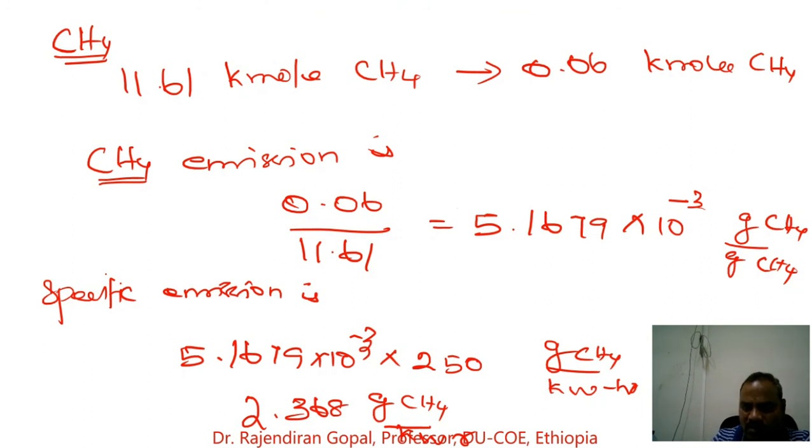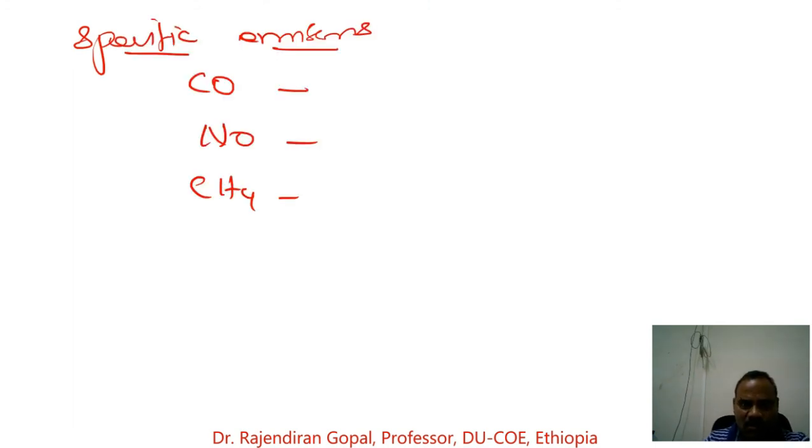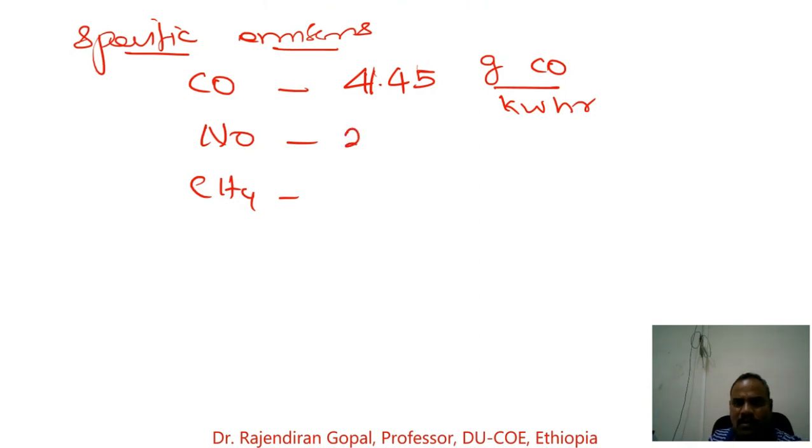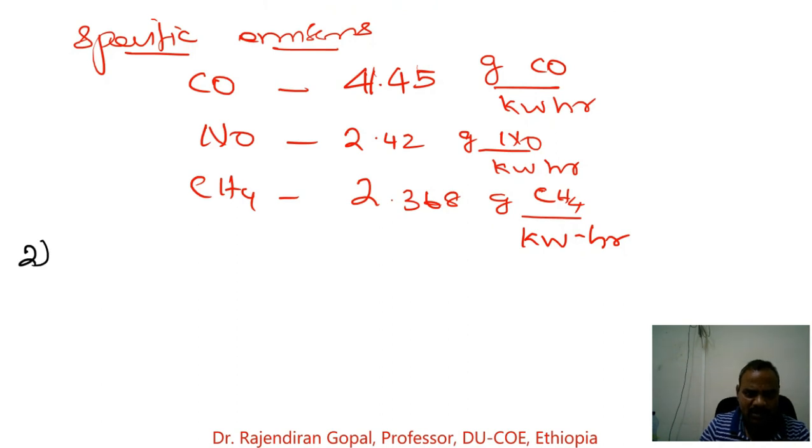So the first question is the specific emissions. The specific emissions of carbon monoxide, nitrogen oxide and unburned hydrocarbon: 41.45 gram of CO per kilowatt hour, then 2.42 gram of NO per kilowatt hour, 2.368 gram of unburned hydrocarbon per kilowatt hour. Now the second question is, why are we using specific emissions rather than volumetric basis?